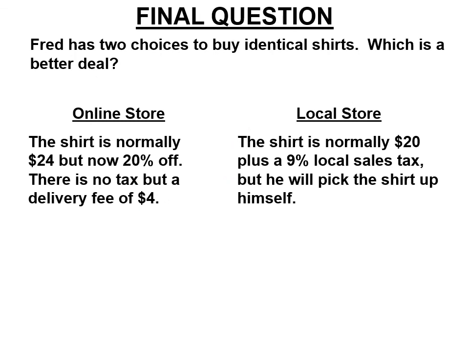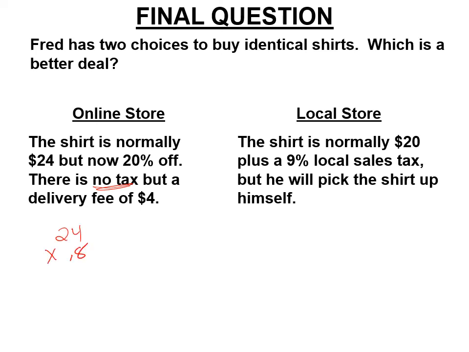All right, so online, the shirt is normally $24, but now 20% off. There is no tax, but a delivery fee of $4. Now most states make you pay the tax, but when I wrote this, not all the states were collecting the tax. So here we go. The shirt is normally $24, but now 20% off. So 24 times 0.8, right?